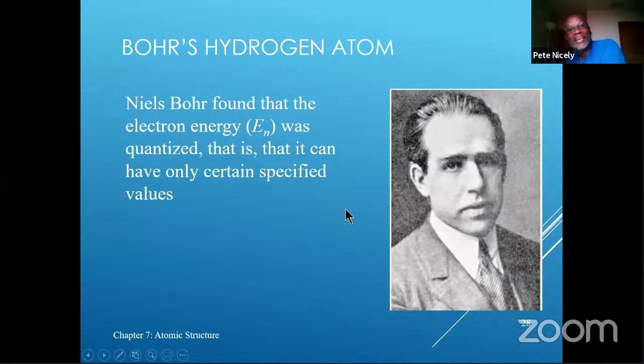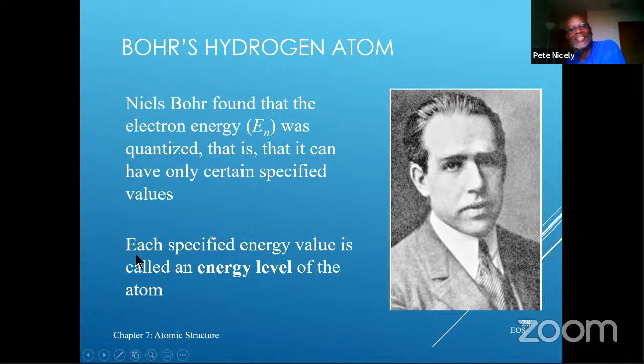Now, we're going to get into how all of this that we just discussed ties into the structure of the atom, especially with respect to the arrangement of the electrons in an atom. So this guy here, Niels Bohr, I think he was from Germany, he found that the electron energy was quantized. And whenever you see this term quantized, it means that the value, in this case energy, can have only specified values, right? And each specified energy value is called an energy level of the atom, all right? So basically what Bohr discovered was that electrons will have a certain amount of energy, and it can have other values of energy, but nothing in between the separate values of energy. It's not continuous, but it's quantized.